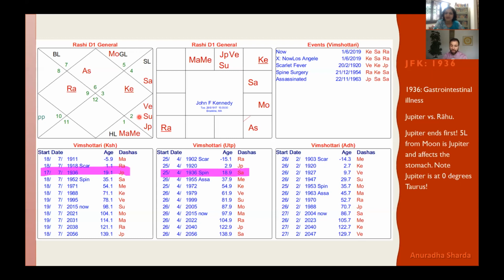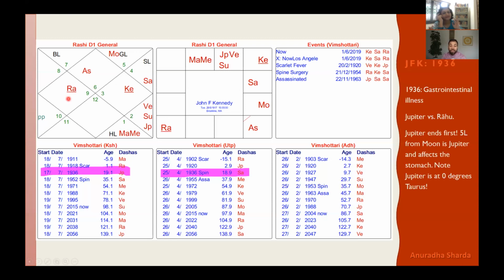Now, prediction. If a planet is lording the 5th from the Lagna or 5th from the moon, one of the two, the person will suffer from Udara dosha, Udara roga. So what is gastrointestinal disease? It is Udara roga. Disease of the stomach. Now his Jupiter is the 5th lord from the moon.